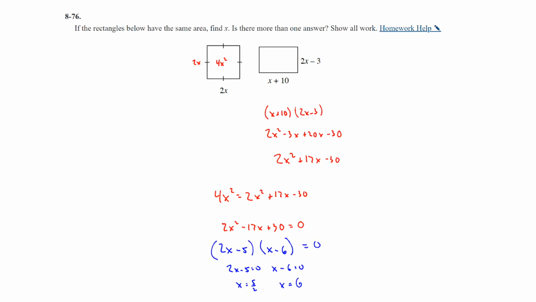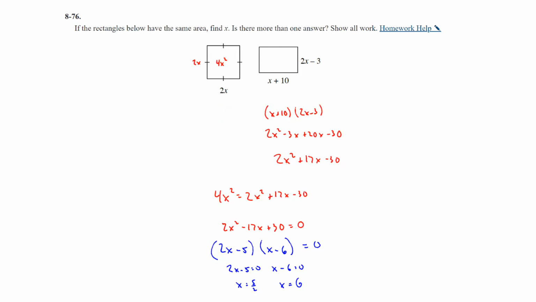So if the rectangles below have the same area, find x. Is there more than one answer? Yes, it appears that there's more than one answer. We do need to kind of verify because we're talking about lengths here. So if I plug in 6, this would make this 12. So that would make sense. You could have a 12 by 12 square. If you plug in 2.5, then that would make the length 5. Once again, you could have a 5 by 5 square. So no issues there, but we need to check the other one as well.